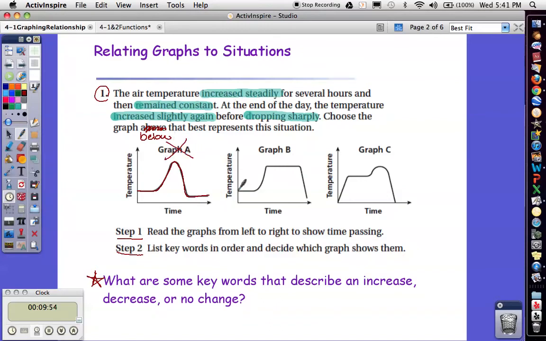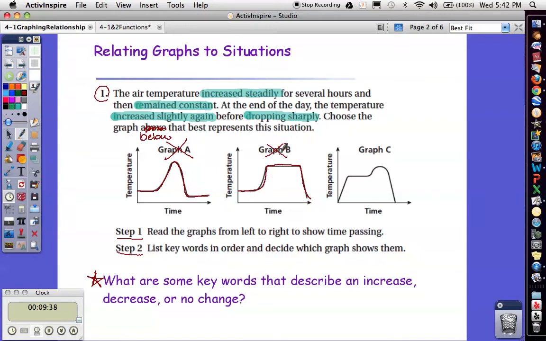Graph B, if I was going to write my own situation, I would say that I remain the same, I increase sharply, remain the same, and then decrease sharply. Here I want to increase steadily at first. Again, it can't be graph B.